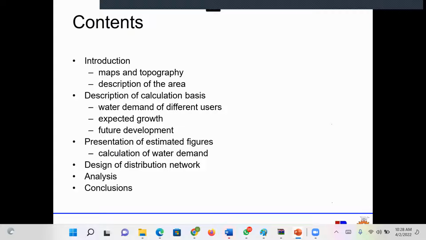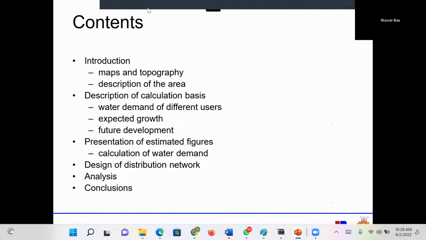What are the basic daily usage of the riparian community? Are there expected growths? Are there future developments? Because in design, you must design for worst case scenario. So you must design for the maximum allowable water demand.